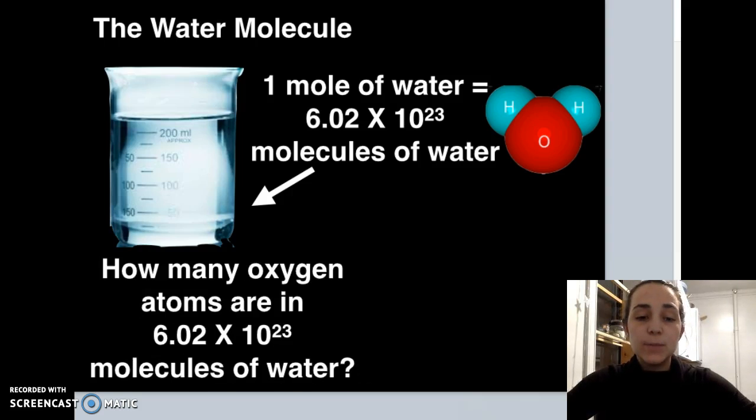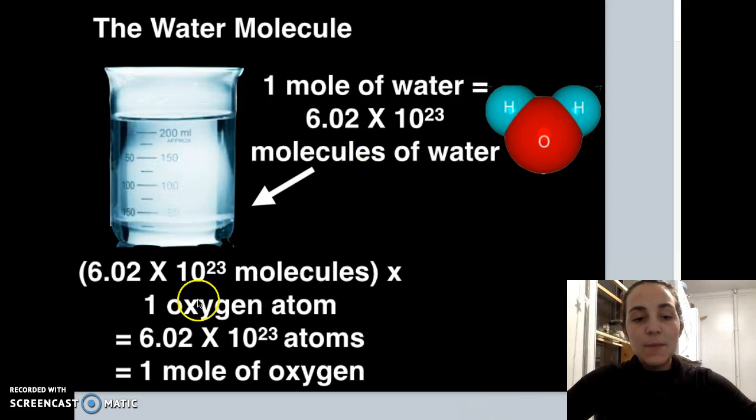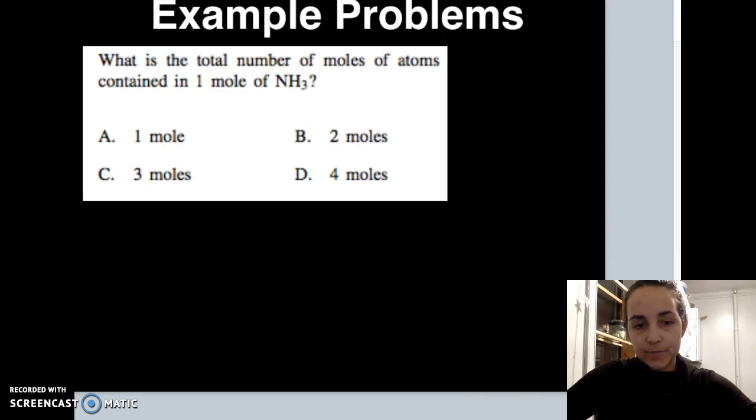It's a little more simple for oxygen because we have 1 oxygen per molecule. So that means that we multiply this number by 1 and we say that there are 6.02 times 10 to the 23rd atoms of oxygen, which is the same as 1 mole of oxygen.